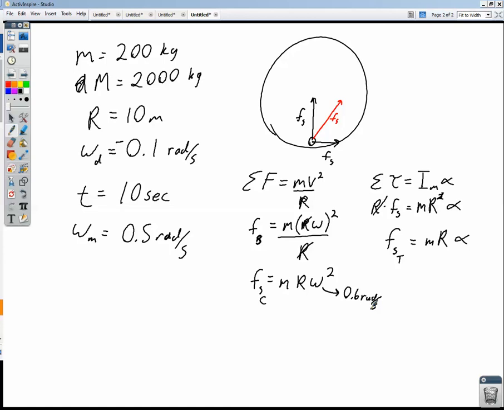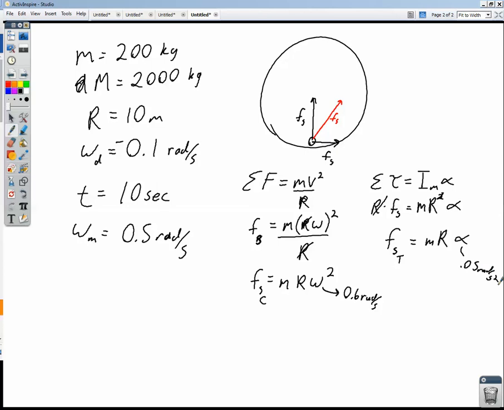And the alpha here, let's see, the change in omega for the motorcycle was 0.5, and that happened in 10 seconds. So we're looking at 0.05, omega divided by 10. So alpha is going to be 0.05 radians per second squared.